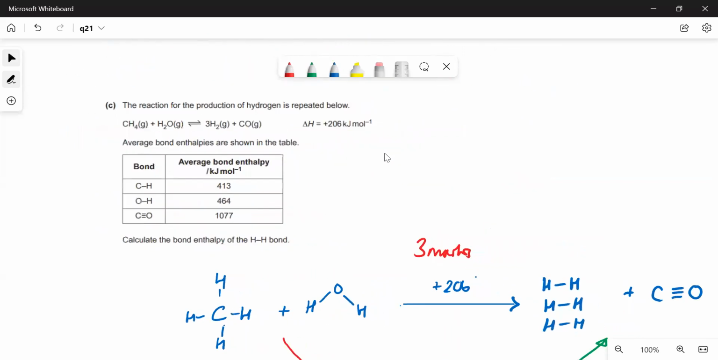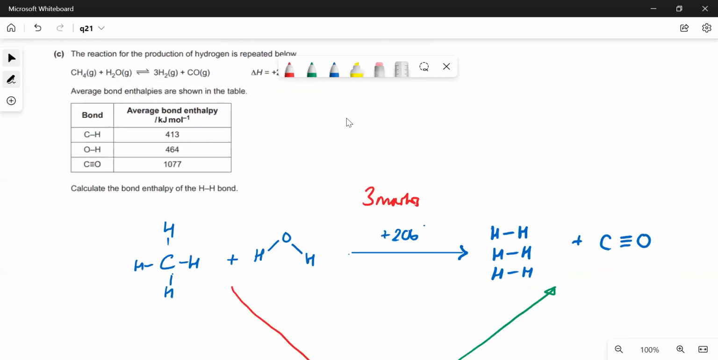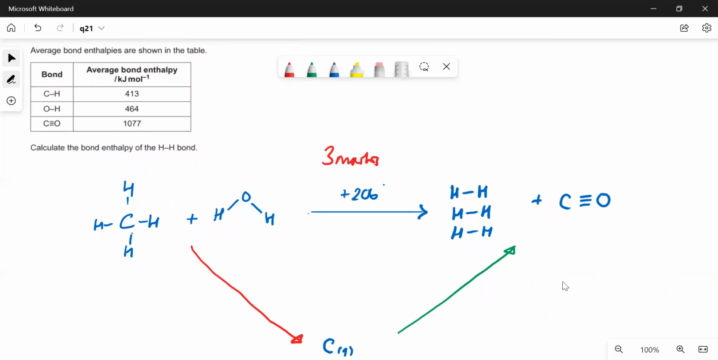Okay, and here's a bond enthalpy calculation. The reaction for the production of hydrogen is repeated below, and the average bond enthalpies are given. So we've got to calculate the bond enthalpy of the H-H bond. When you do these, it's quite important to draw out the molecule so you can see the bonds. You don't forget about any bonds there. Okay. Now they tell us delta H for the reaction is plus 206.